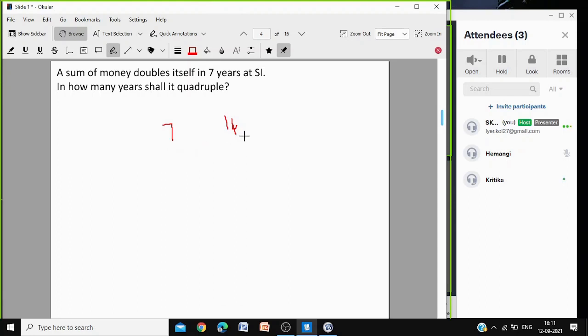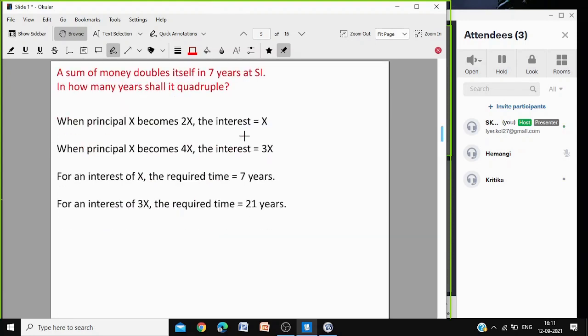But 14 years will not be the answer. Why? I'll tell you. The sum of money doubles itself in 7 years. So again in 7 years, 14 years, it will not double. Why? We will tell you.